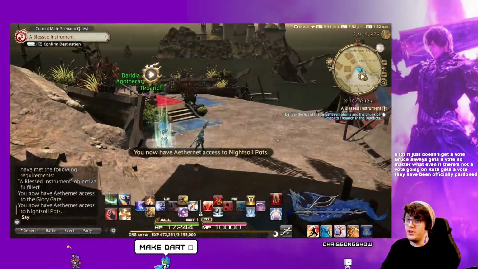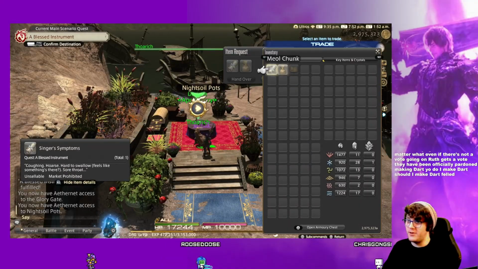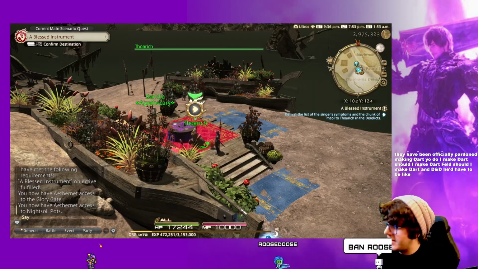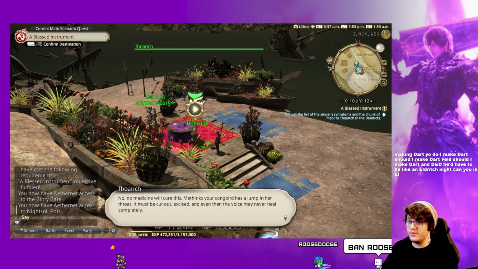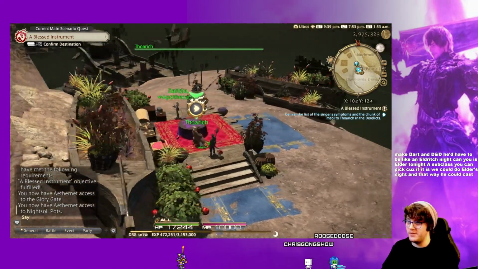Making Dart? Yo, do I make Dart? Should I make Dart Feld? Should I make Dart in D&D? He'd have to be like an Eldritch Knight. Is Eldritch Knight a subclass you can pick? Because if it is, we could do Eldritch Knight, and that way he could cast some fire spells.